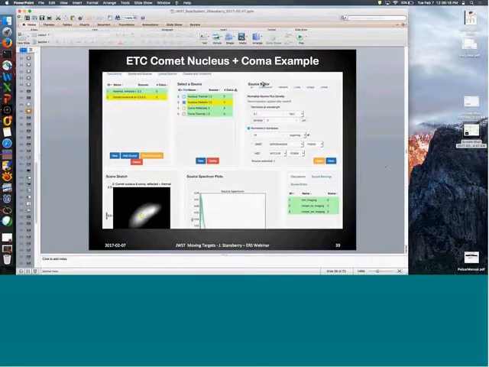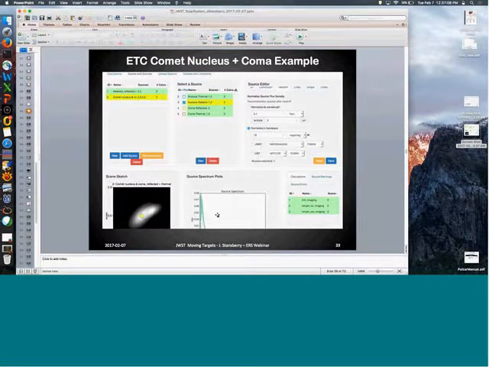If you select one of those, then you can go to that editor panel over to the right and define how bright that source is going to be. Define it as a point source or an elliptical source, and what it's actually constructing is displayed in the lower left. We've got a couple of coma components. One is reflected light, one is thermal. And this will give you the extent of those components. The highlighted in yellow is the nucleus, which is the one that I've got highlighted in the source selection panel in the middle of the top.